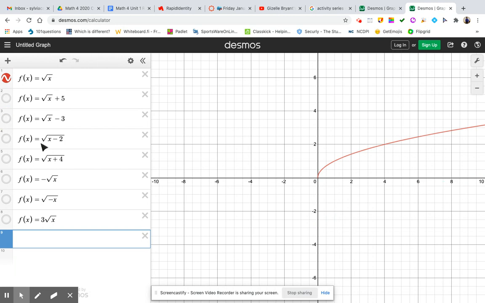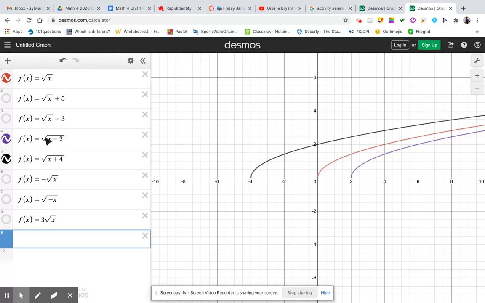Now, let's see what happens when I have the square root of x minus 2, and the x minus 2 was inside of the square root part of my function. It moved right 2 spaces. We started at the origin, and we moved right 2 spaces. So let's see what happens when I have the square root of x plus 4. That one moved left 4 spaces.